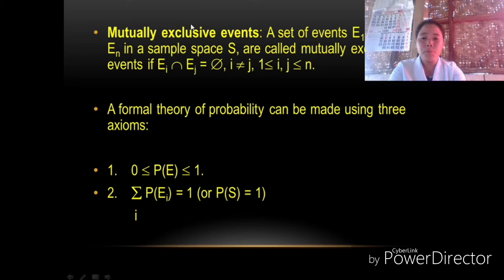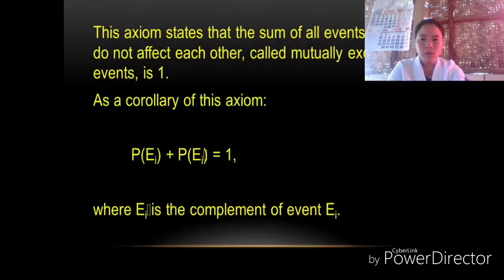A formal theory of probability can be made using three axioms. This axiom states that the sum of the probabilities of all events which do not affect each other, called mutually exclusive events, is 1. As a corollary of this axiom, P of E plus P of E complement equals 1, where E complement is the complement of event E.